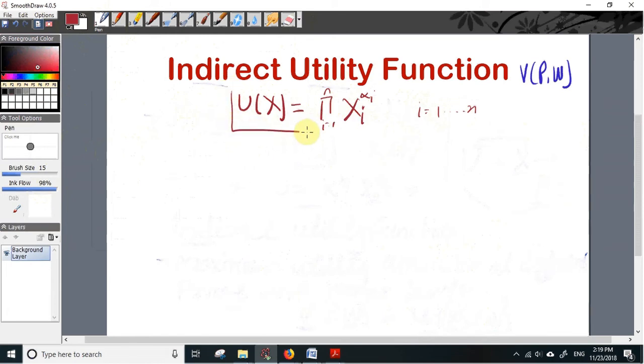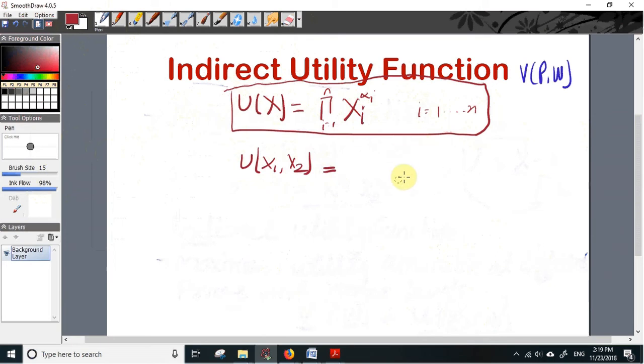But for our case now, let us consider the case of two goods only, and let us consider a specific example. Utility from x1, x2 is x1 x2. So here alpha is 1 in both cases. Now let us find the indirect utility function.